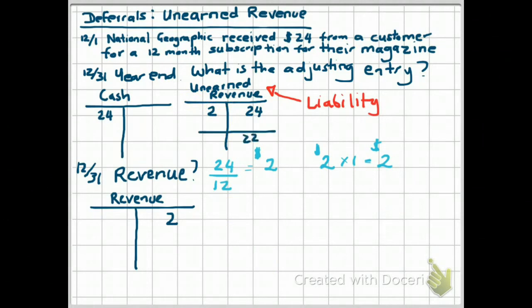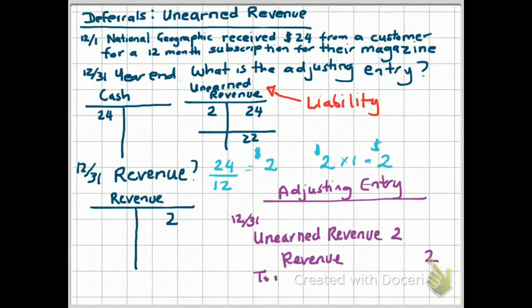Now, how much debt do you have? You have $22 of debt remaining for your customer. You owe them $22 worth of magazines. Again, I showed you ledger accounts visually, but you know that before the amounts get into ledger accounts, you have to do your adjusting journal entry, which looks like this. Your adjusting journal entry will be on December 31st: unearned revenue $2 debit, revenue $2 credit, and your description will be to record revenue earned. And then once you do that, you will be posting those amounts to your ledger.